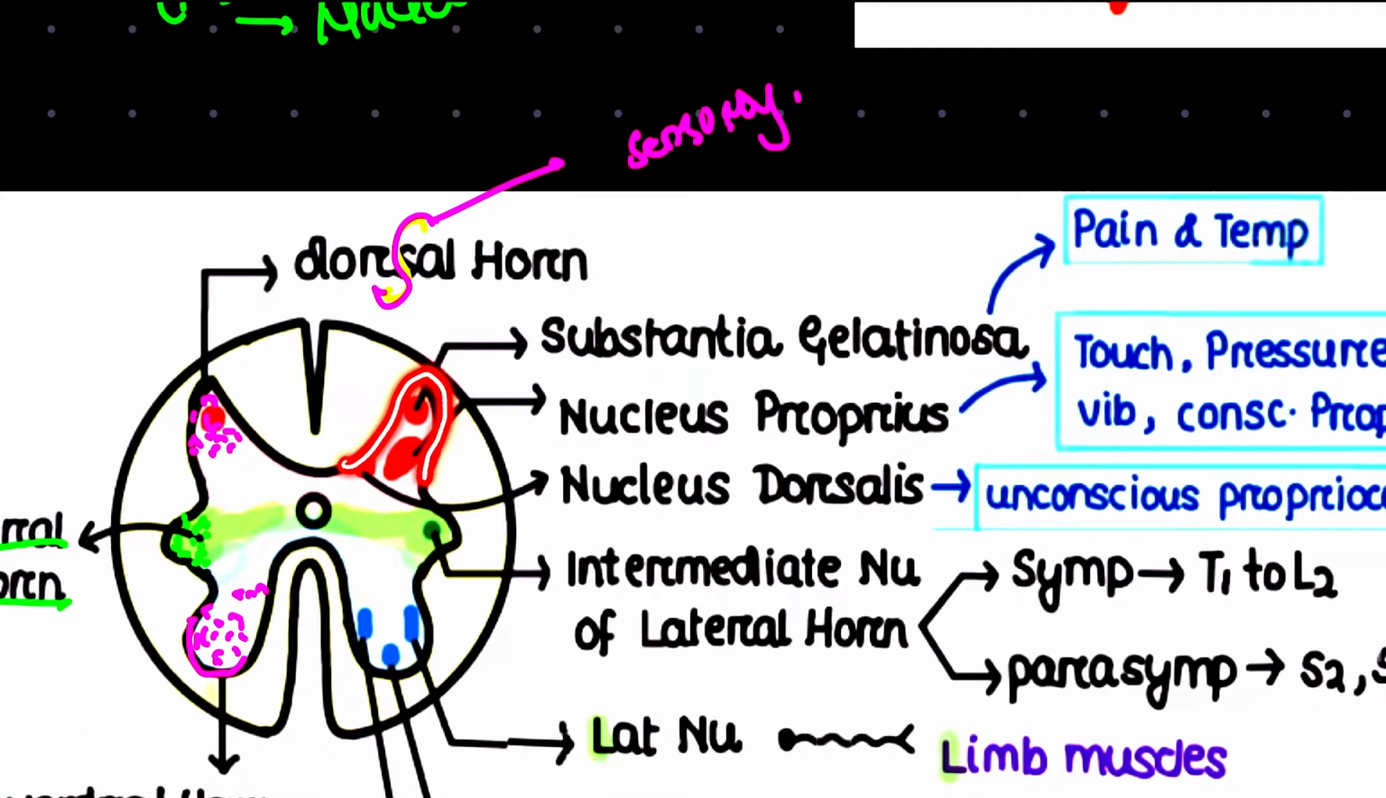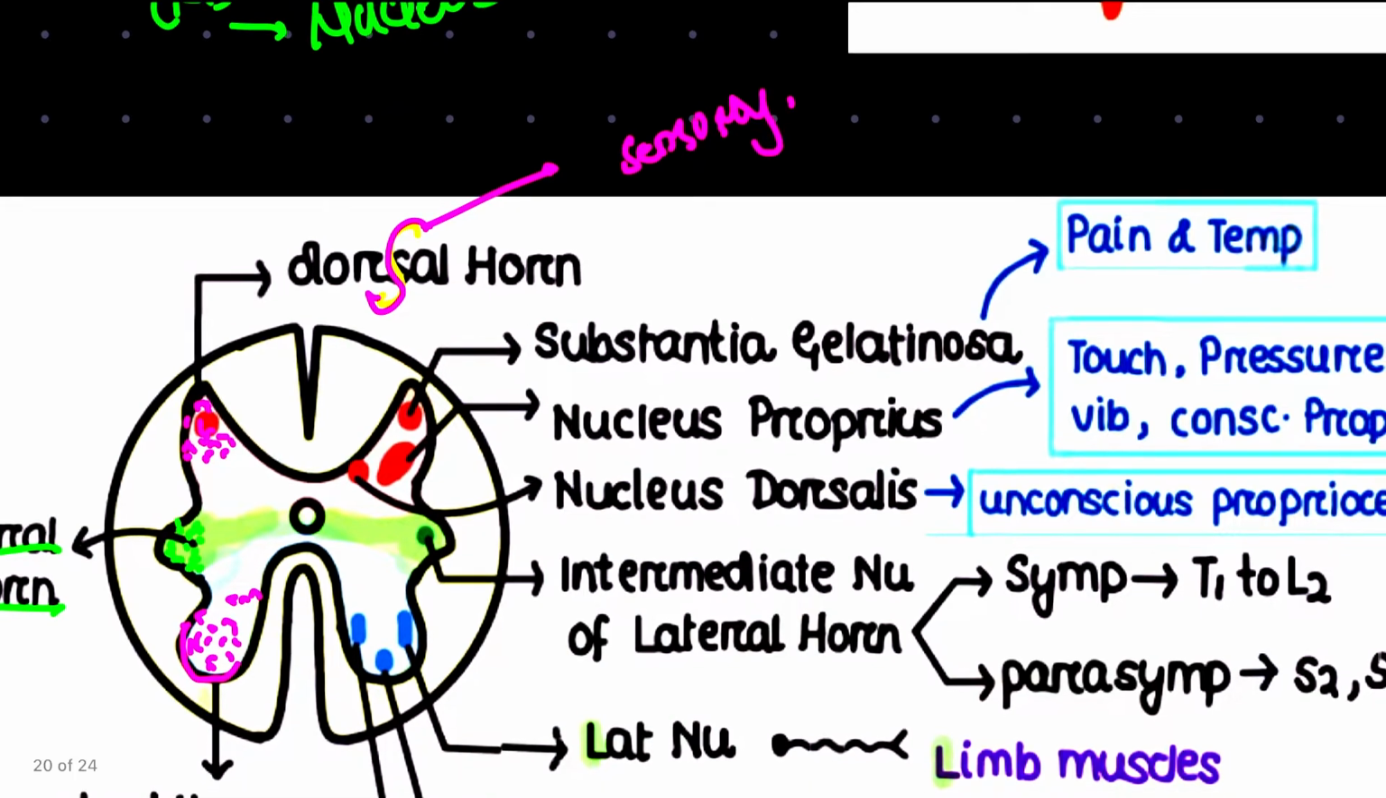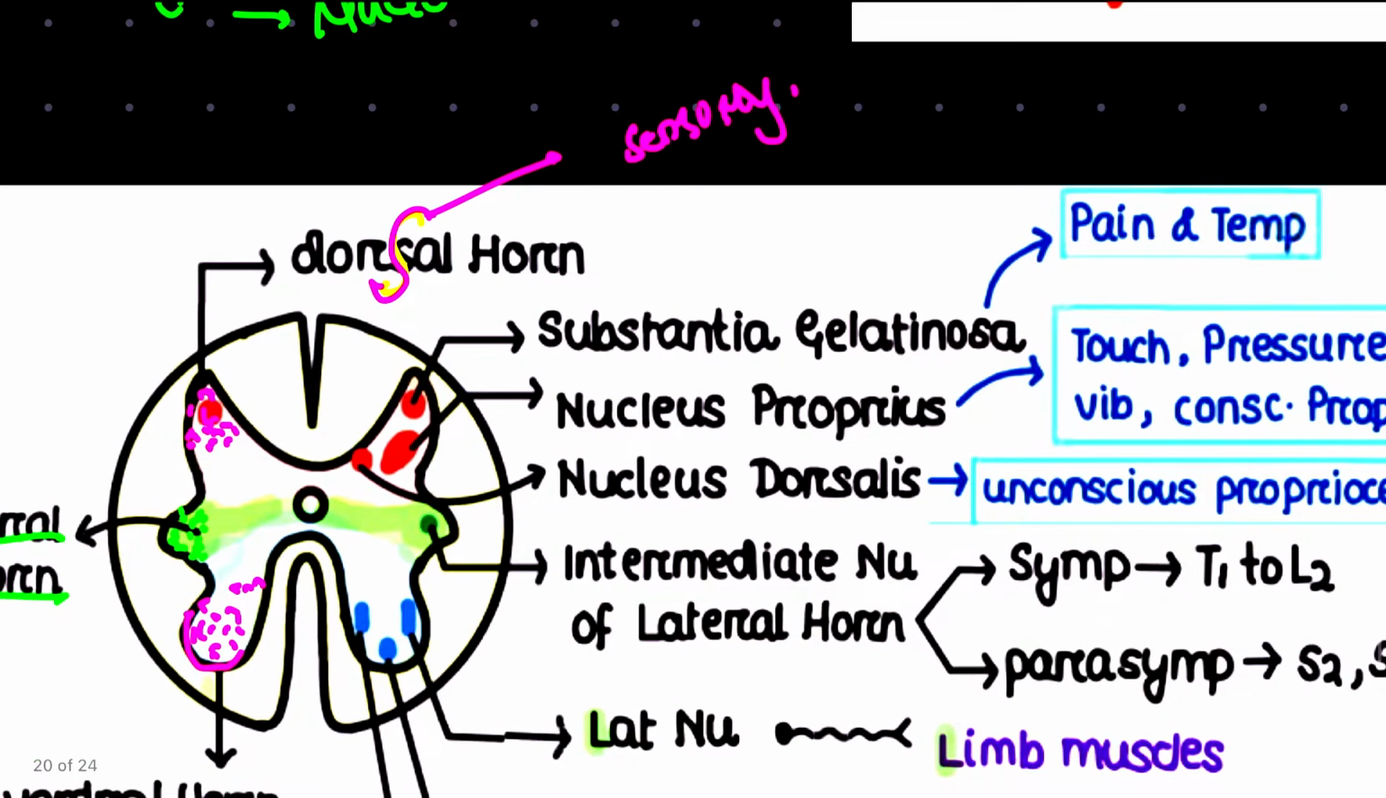Now without delay, let's talk about this area. What is this area? Obviously the dorsal horn, right? These are dorsal horns. Now let's talk about the nuclei that are present in the dorsal horn. So these are the nuclei that are coming from this dorsal horn. Okay, we're talking about this much, right? These are the nuclei on the dorsal horn.